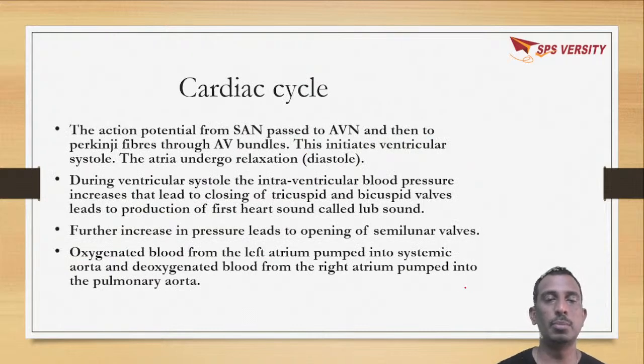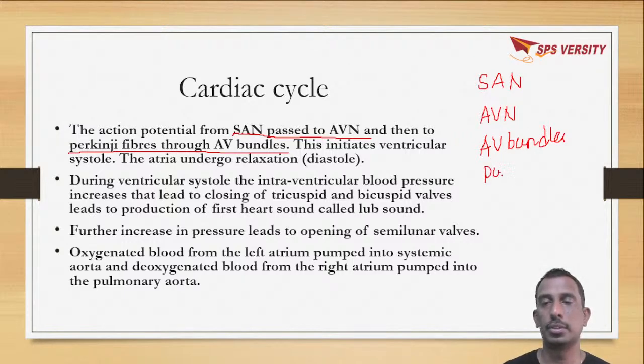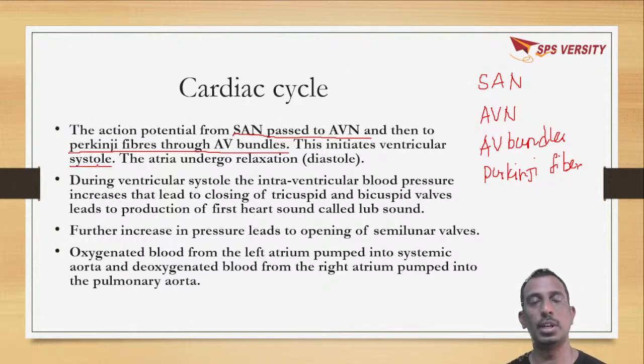Whatever the action potential from the SA, sino-auricular node, has passed to the AV node. From the AV node through the AV bundles and Purkinje fibers. If you see the pathway of the action potential: sino-auricular node, and then auriculoventricular node, next AV bundles, and in the AV bundles there is again a bifurcation, right and left, and it reaches the Purkinje fibers. In this way it spreads to the entire heart. So this will initiate ventricular systole. Initially it is auricular systole, later on it initiates ventricular systole.